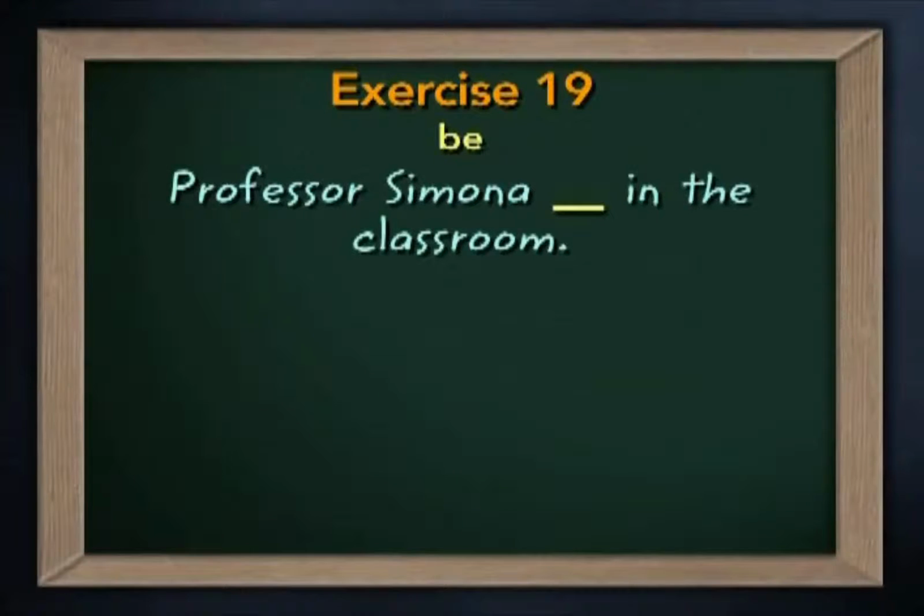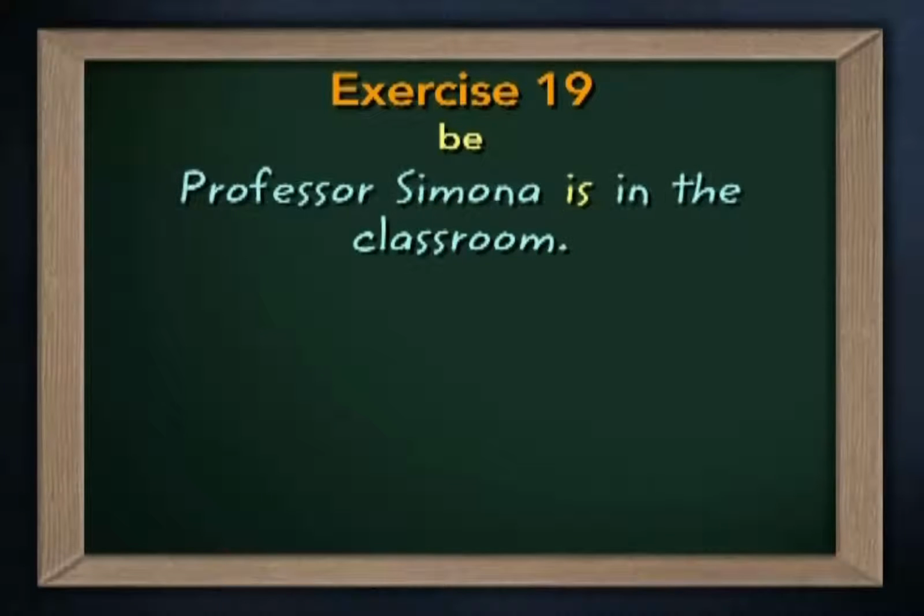Very good. Let's try an exercise. In this exercise, you will use be and other verbs just as you did in the practice. Of course, you must use the proper form. For example, you will see be, and you will see the sentence, Professor Simona blank in the classroom. The exercise is easy. You will complete the sentence by writing the correct form of the verb be or the appropriate verb. Shall we try it? Good. Now pause your program, look at the study guide, and please do the exercise.